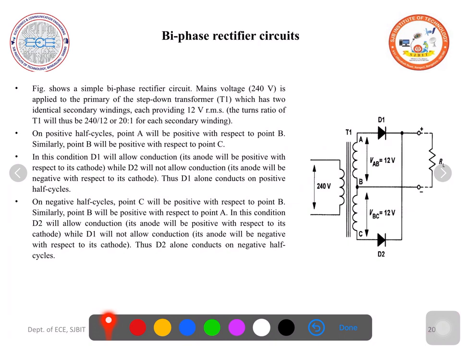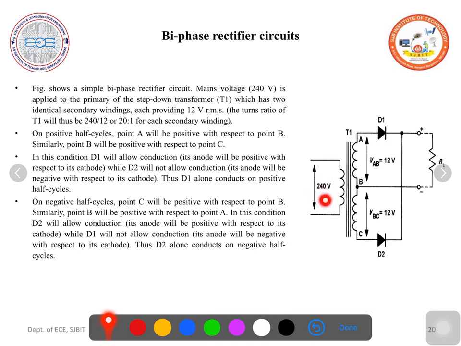Now the first type of full wave rectifiers, biphase rectifier circuits, popularly known as center tap full wave rectifiers. This is the circuit diagram of a biphase rectifier circuit. This is the primary winding. Here the upper half of the secondary winding and bottom half of the secondary winding.